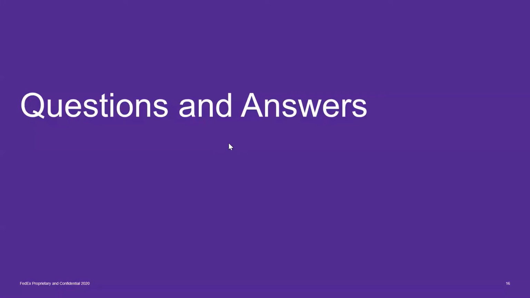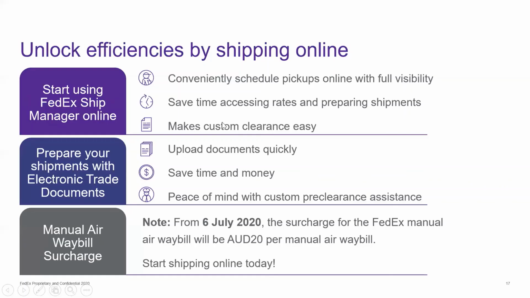I'll now share my screen as we close off today's session, conscious that we want to make sure that we finish this at 11:30. So to recap, in today's session, we've learned that there are significant efficiencies that can be unlocked by shipping online. Some of the key takeaways are being shared on the screen.